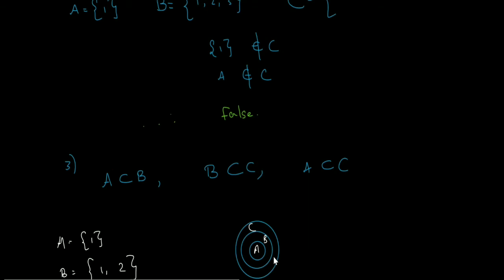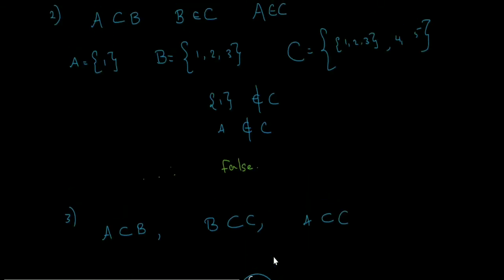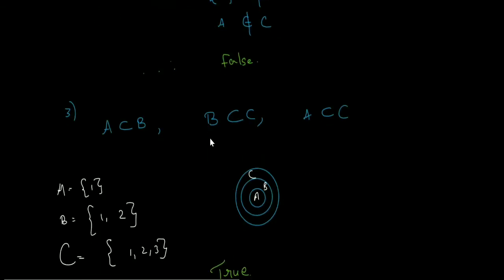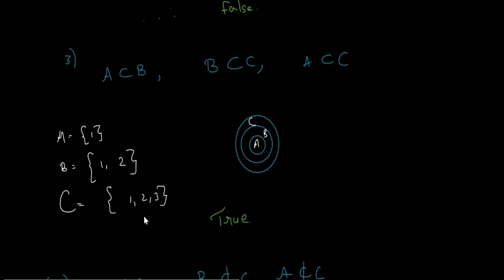Third statement: A is a subset of B, B is a subset of C, and then A is a subset of C. This is very simple. A is a subset of B means B is a superset, that is, all the elements of A are present in B. B is a subset of C means all the elements in B are present in C. So A will be a subset of C. You can give an example here.